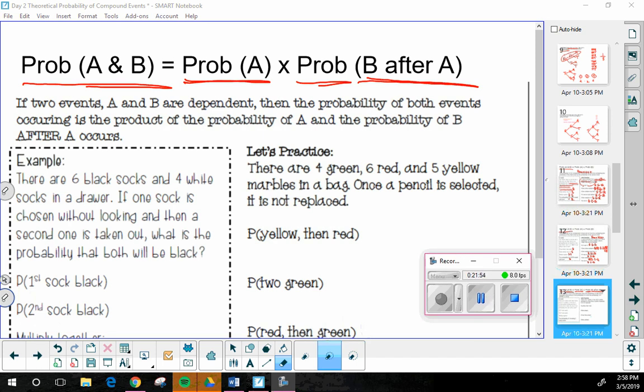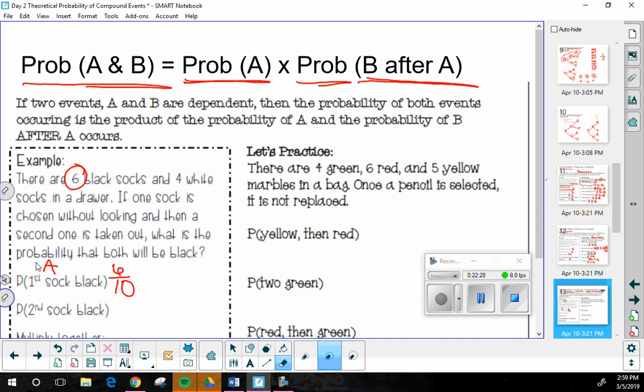All right, so in this example, there are 6 black socks and 4 white socks in a drawer. If one sock is chosen without looking, and then a second one is taken out, what is the probability that both will be black? When you took the first one out, you didn't put it back. So the probability, this is A right here, of the first sock being black. How many black socks are there? 6. How many in all? 6 out of 10. This time we're not going to simplify on purpose because those numbers are going to change.